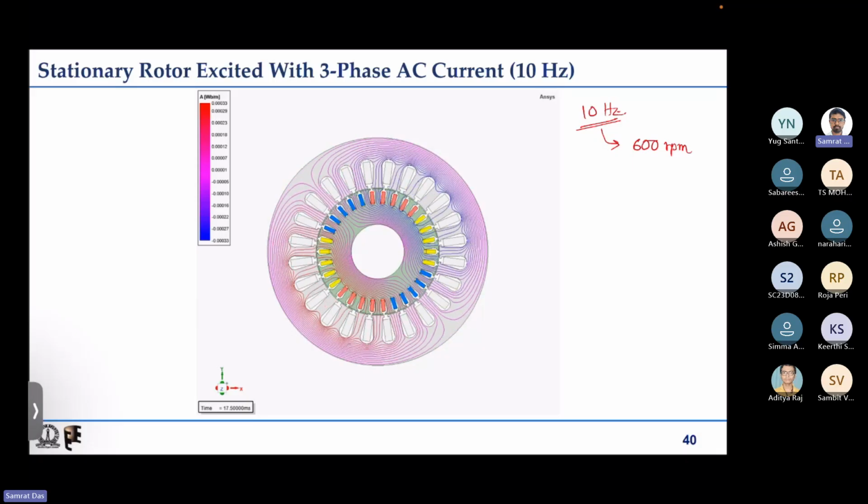So if we run the animation, then it is possible to see that with respect to the rotor, because the rotor is also stationary in this case, the field is rotating in the anti-clockwise direction and it is running at 600 rpm, right? So the speed of the rotor magnetic field, omega fr, with respect to the rotor is basically 600 rpm.